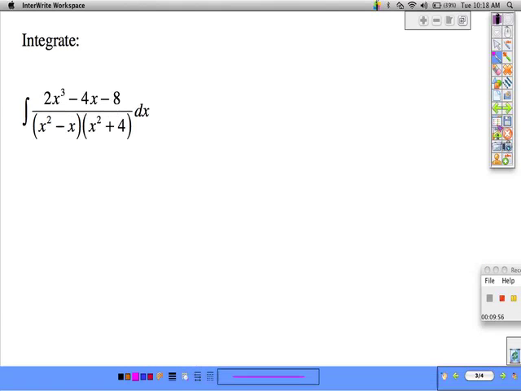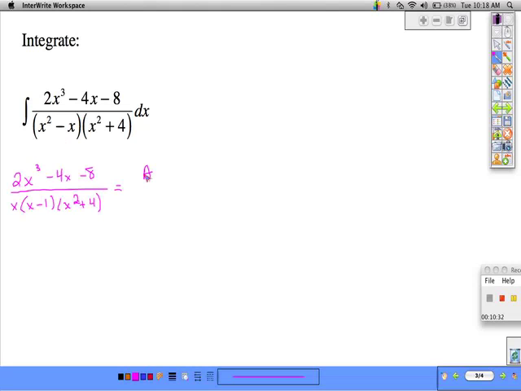And time to make this problem more difficult yet. Again, we're going to try to split this up into multiple fractions that have denominators that are factors of the original. So make sure everything's factored up here. And notice that x squared plus 4 does not factor. It stays quadratic. That's as good as it can get.